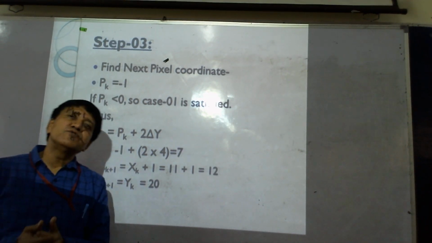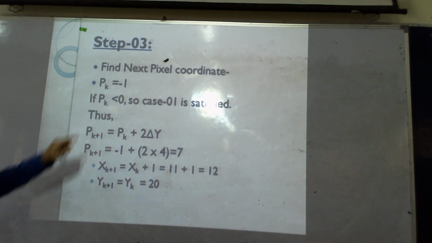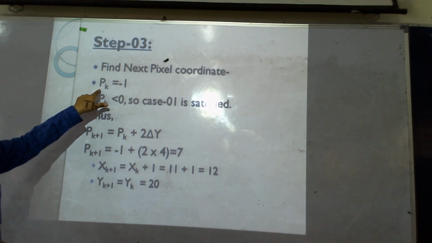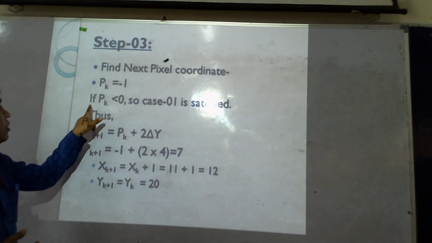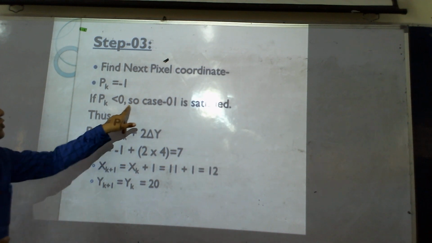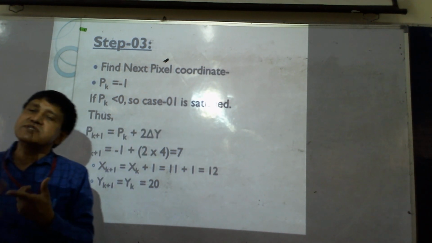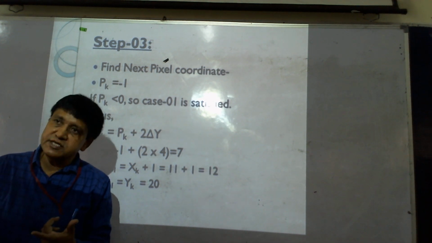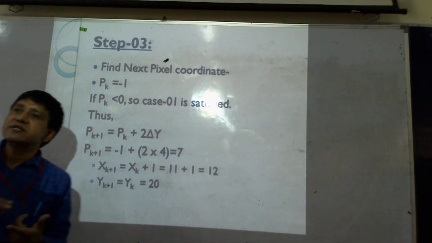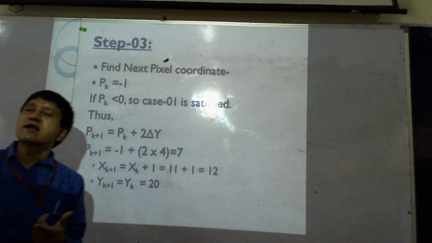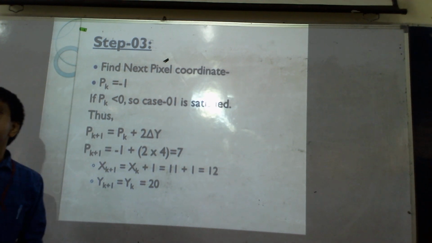Now, again we have to calculate the next intermediate coordinate. In this case, pk is minus 1, which is less than 0. If pk is less than 0, then it is case 1. I have already discussed the two cases based on the value of the distance parameter: one is when the distance parameter is greater than or equal to 0, and the second case is when the distance parameter is less than 0.